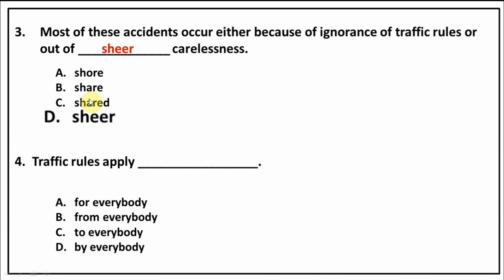In the passage, it is written for everybody, but here we are going to see that for everybody is not the correct option here. From everybody doesn't fit, or either by everybody also doesn't seem a suitable word here. But the suitable word for this will be to everybody. Traffic rules apply to everybody out there who is on the road or who is just crossing the road. It applies to everybody.